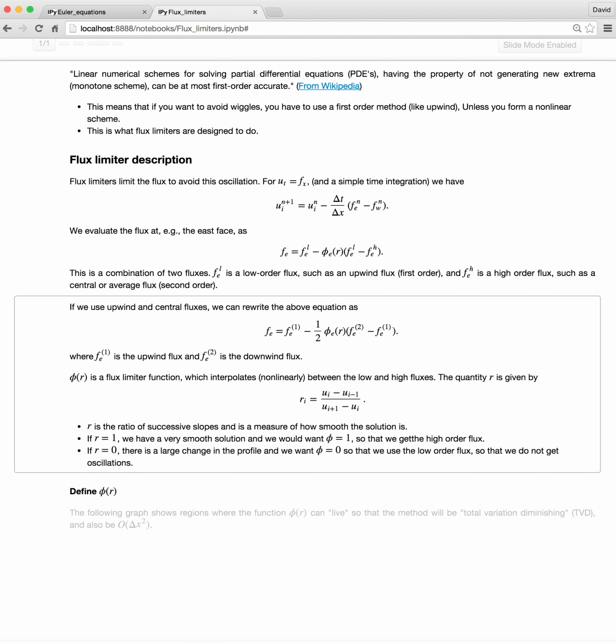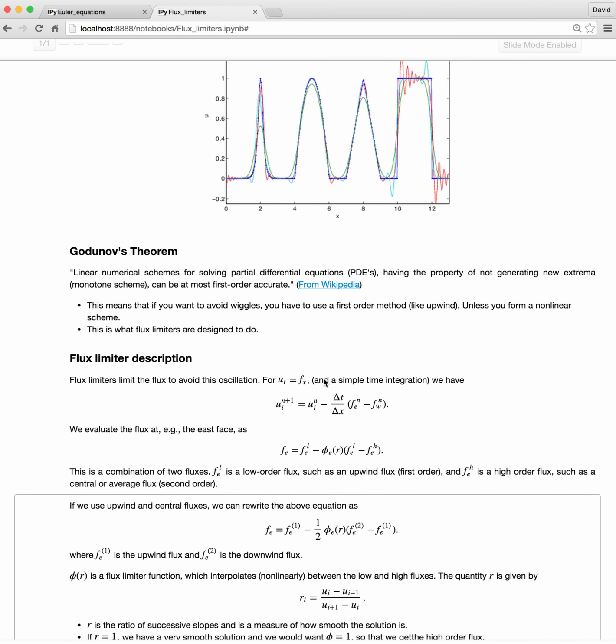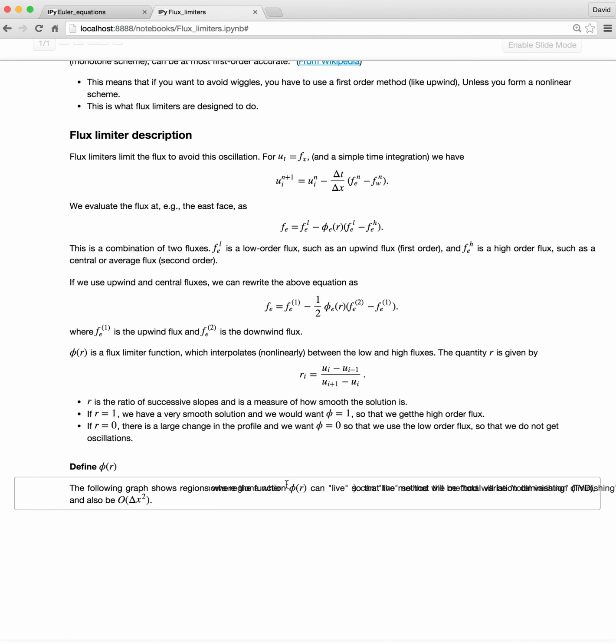Okay, so phi of r, we're not going to go into the derivation of how phi of r is computed.